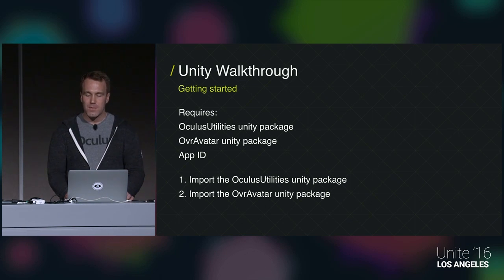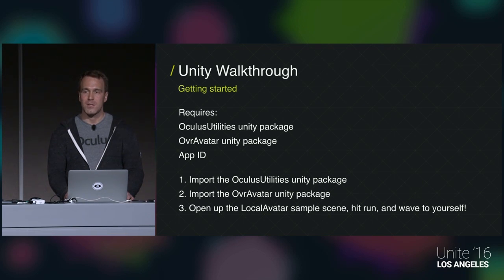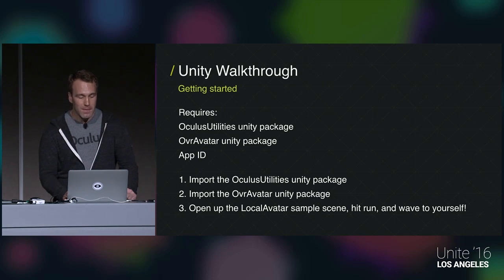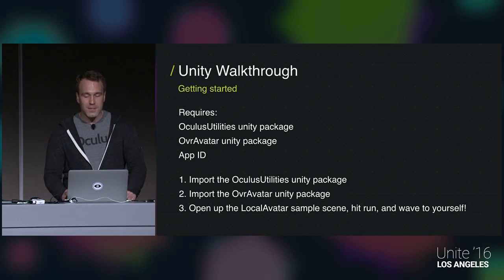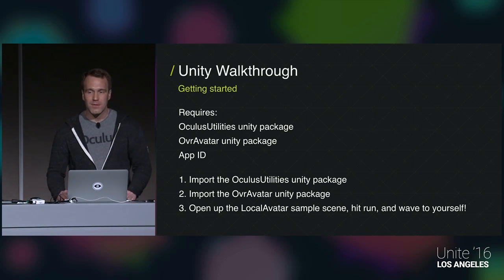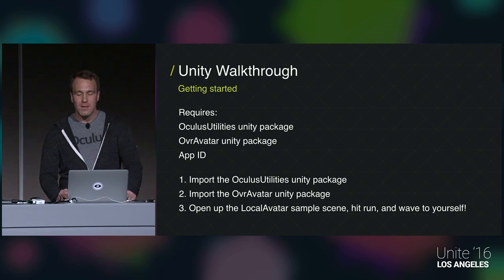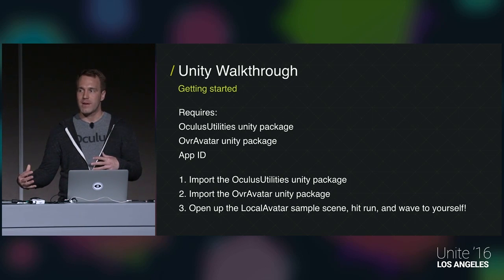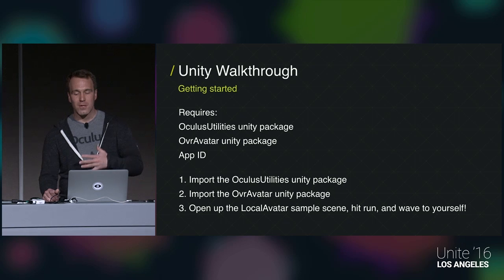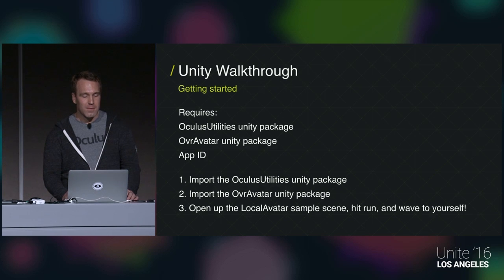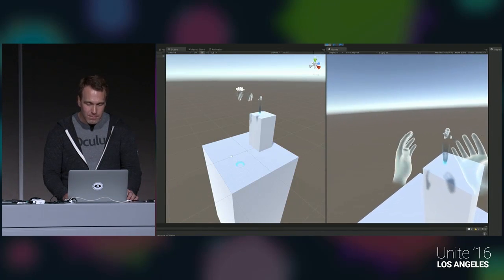So once you've got those both imported, you can open up one of our samples, or you can just drag the prefab into your scene. And it's literally that easy. You can just hit play, and you'll be able to see your head and hands in VR. Our samples, there are three of them. There's a very simple one that just shows two avatars that are both driven by your immediate tracking data. So you can look across and see another avatar that's pantomiming everything you're doing, your doppelganger or whatever. And that's called local avatar, I believe.